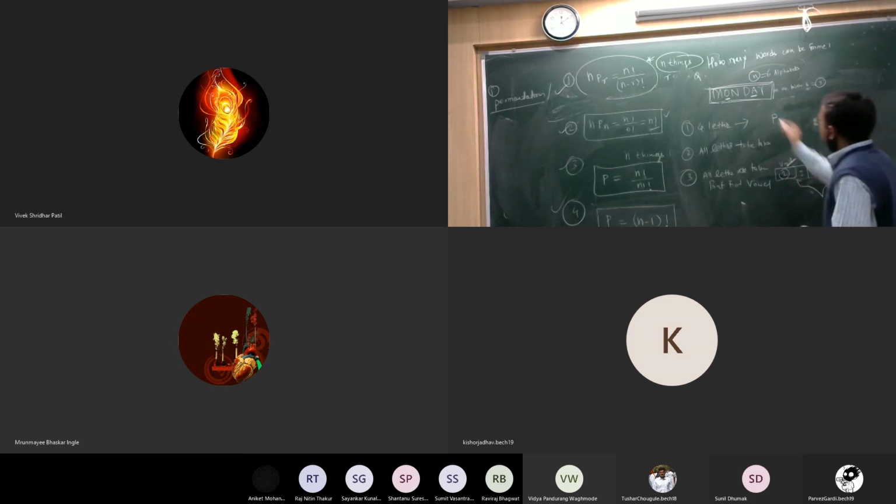So how many letters are there? 6 letters are there, 4 to be taken, and we need to form words. So the number of words would be 6P4, which is 6 factorial divided by 2 factorial. 6 into 5 into 4 into 3 into 2 factorial divided by 2 factorial. So 30 into 20, that will be 600. So 600 words will be possible.